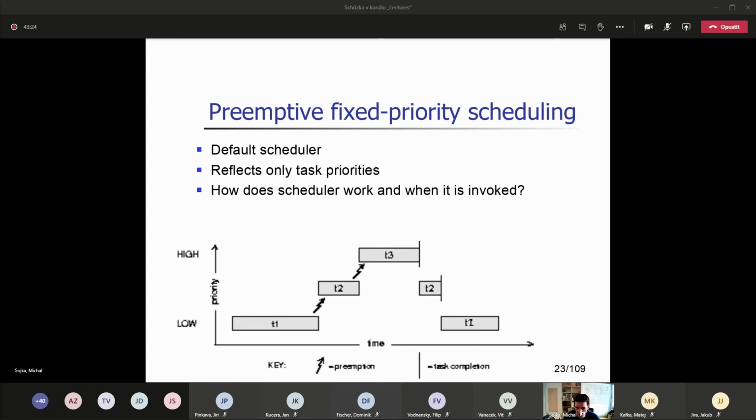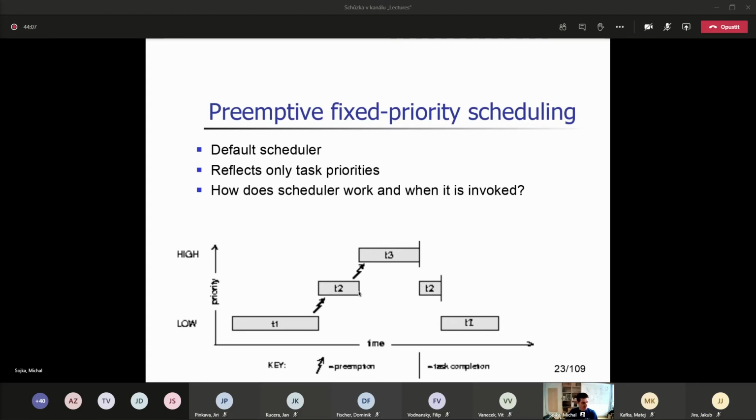And in most operating systems, this is called preemptive fixed priority scheduling, which is also the default scheduler used in Linux. And the only thing this kind of scheduler cares about is task priorities. So here is an example. If you have a low priority task which is running, and then at some point in time a task with higher priority becomes ready, the scheduler just switches to this task with higher priority, because it has higher priority, and this is the only thing which matters.